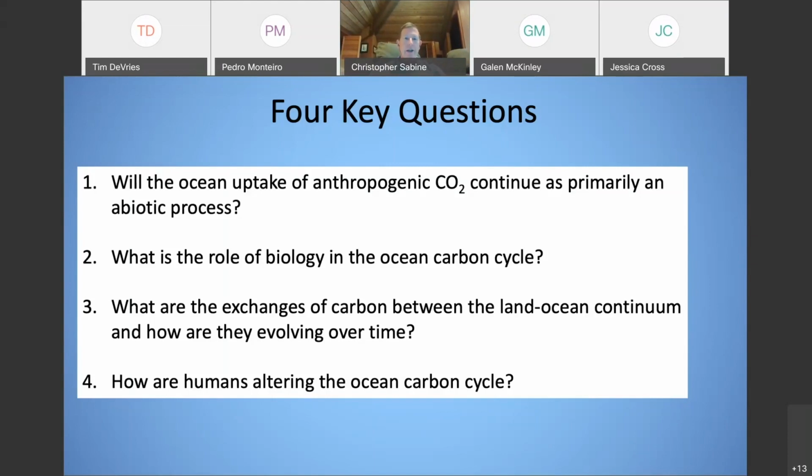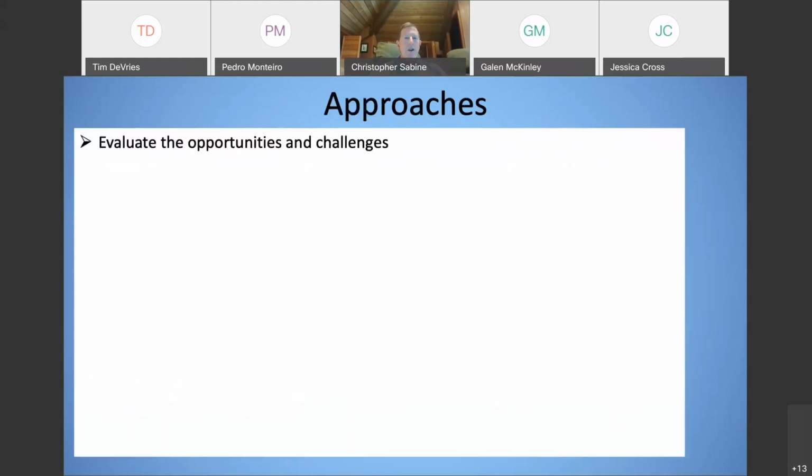Okay, next slide. So there are a number of approaches that we want to look at. Of course, we wanted to first evaluate what are the opportunities and challenges, what are the gaps, what are the directions that we're going, what are the new approaches that can perhaps answer questions that we couldn't have answered even a few years ago. Next.